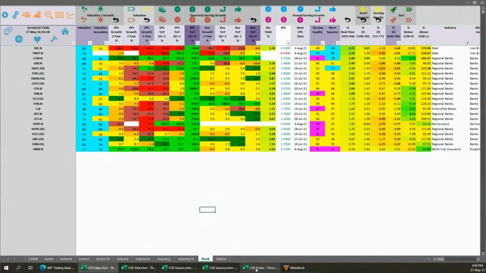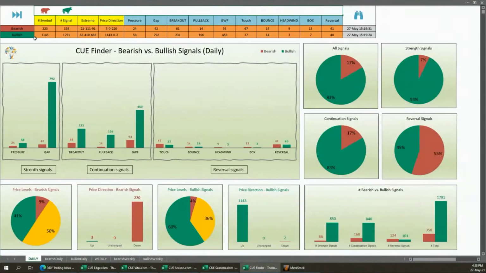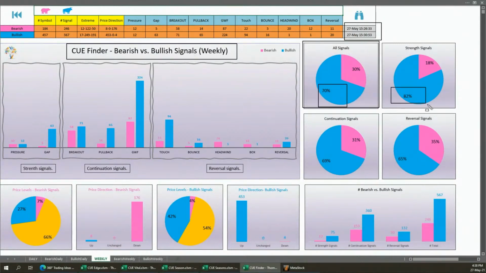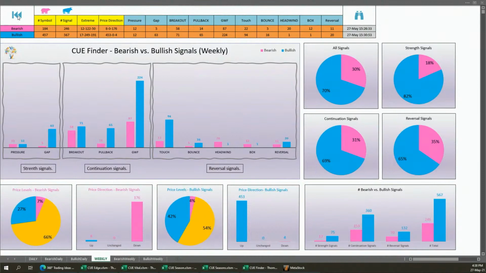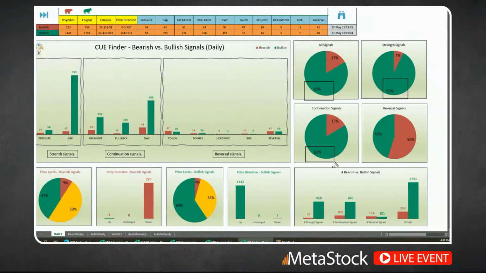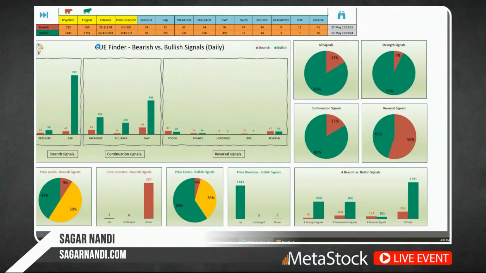Let's now do the bottom-up analysis. So I went back to Q Finder, and this is today's data. I just ran it before the webinar. The overall bearish versus bullish picture: all signals bullish, strength bullish, continuation bullish, reversal bullish. This is weekly period. And today's period, technical breadth bullish. We saw sector industry breadth bullish earlier. Now we are seeing technical breadth is bullish, though there are some bearish reversals, but overall it is certainly bullish. So I'm going to look for primarily bullish trades.